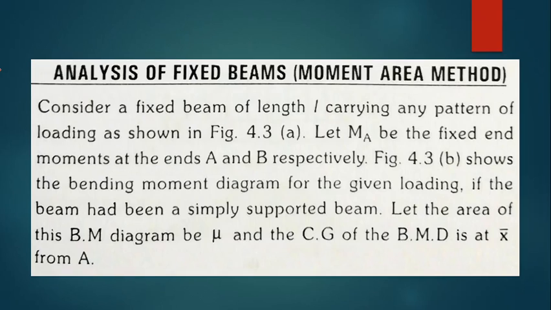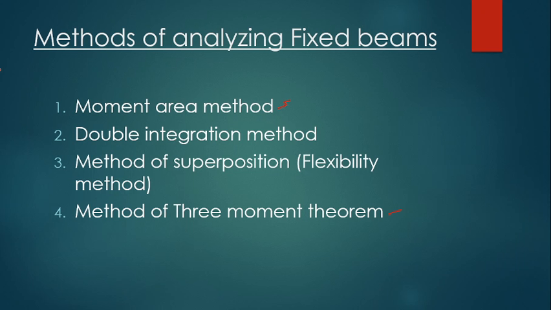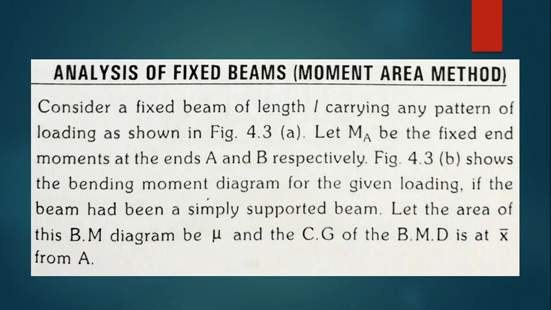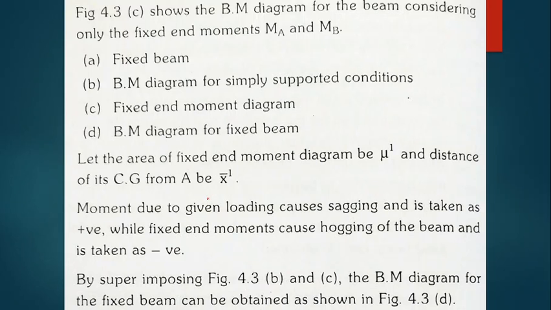We have been discussing the moment area method. Besides this method, there are other methods for calculating fixed end moments: double integration method, method of superposition or flexibility method, and theorem of three moments. The theorem of three moments we are going to discuss in continuous beams. For now we have only the moment area method for analyzing fixed beams in our syllabus, so let us continue with that.